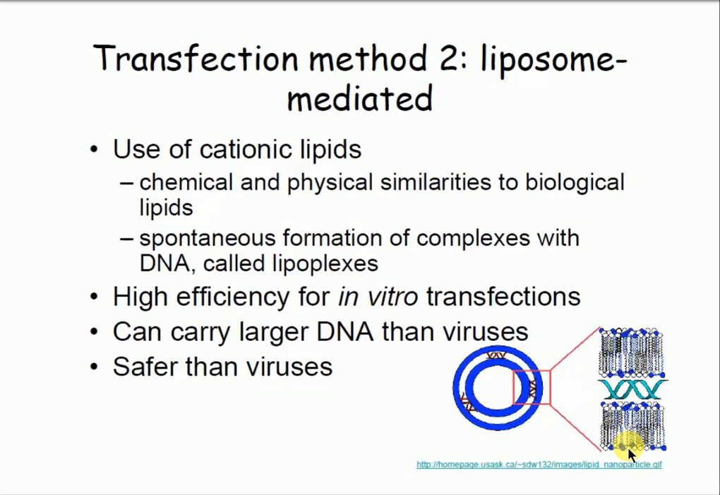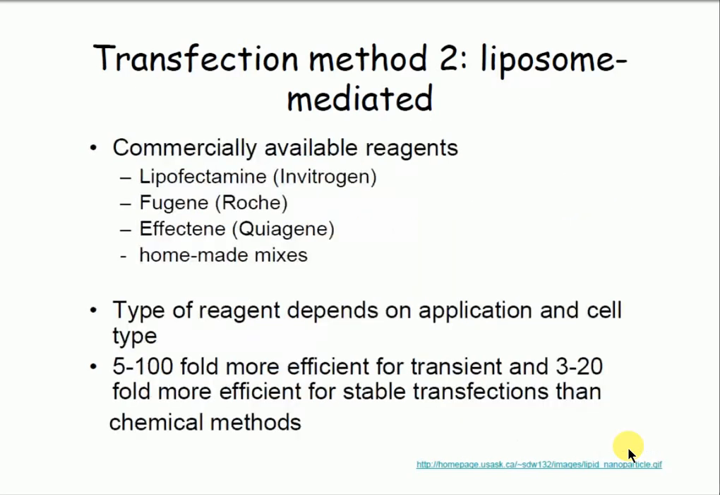There is no size limitation, like for viruses. The capsid gives a certain size that you can use. If you exceed that, you won't be able to package the DNA. And obviously, they're also safer than viruses. There are lots of commercially available reagents, like Lipofectamine from Invitrogen, FuGENE from Roche, Effectene from Qiagen. Every company has their own mix and claims it's better than the other companies' ones. But you can also make your own mix to transfect cells.